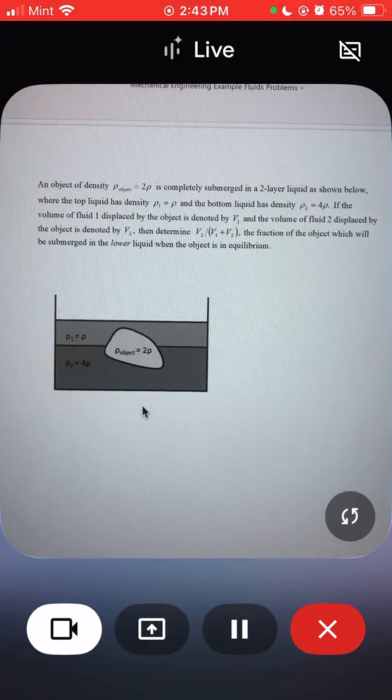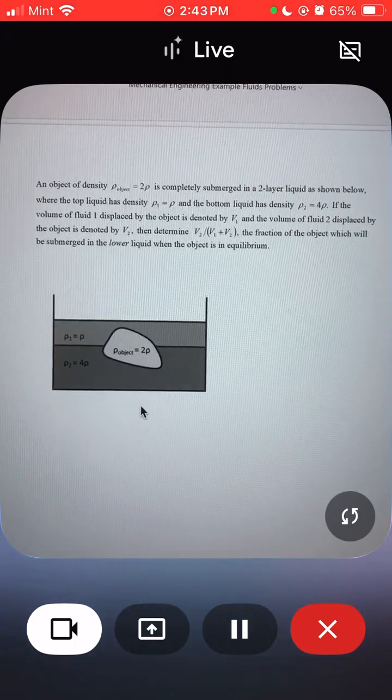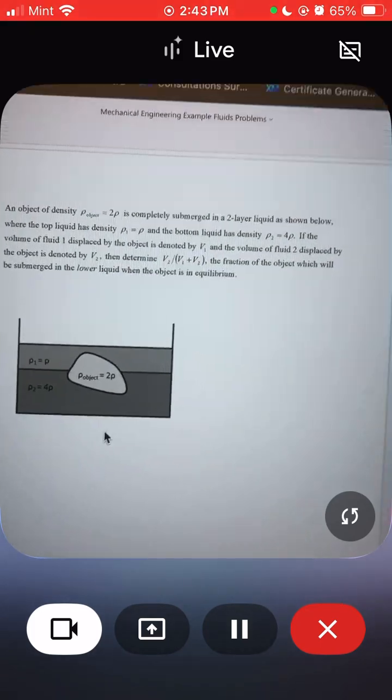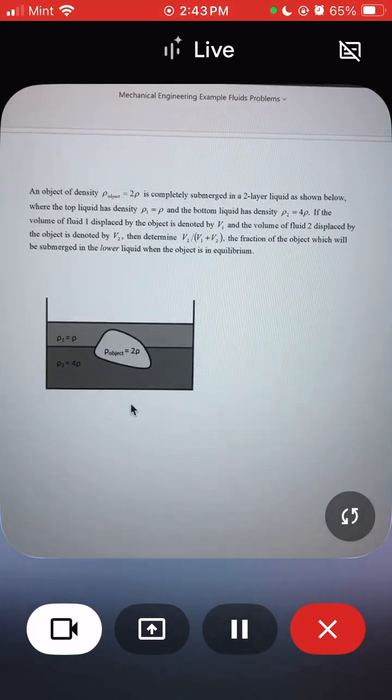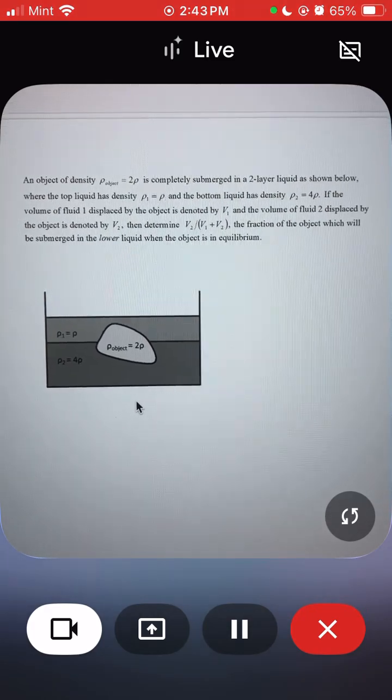Yes. What else can you gather? Oh, yeah, the density of the object is 2 rho. Okay. So, how should I solve this problem? Can you walk me through it?